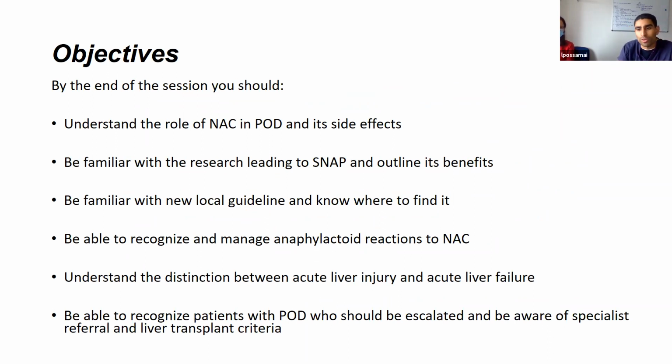We'll briefly review the role of N-acetylcysteine or NAC in paracetamol overdose and some of its common side effects. We'll then go through some of the key research which has led to the development of SNAP and explain its rationale as a regime that now replaces the traditional 21-hour protocol. Look at its benefits, and hopefully I'll convince you of its superiority in clinical practice. We'll look at how effectively we've managed to implement SNAP thus far at the Trust, and we'll go through our new guideline to help you all safely treat patients using it.